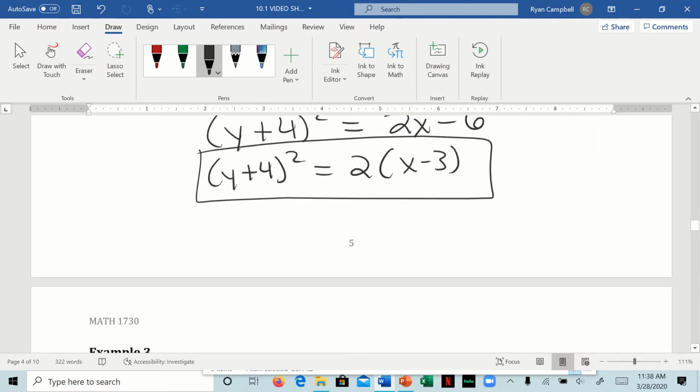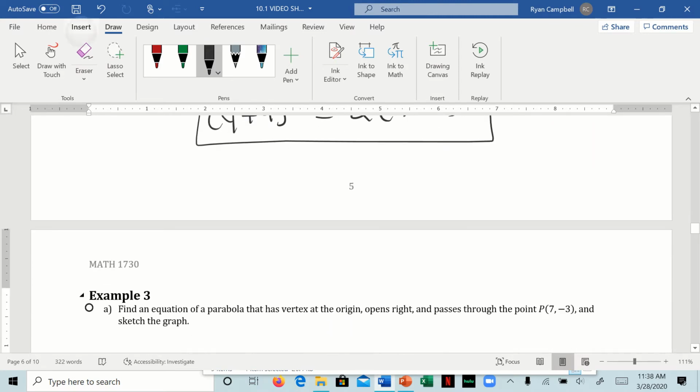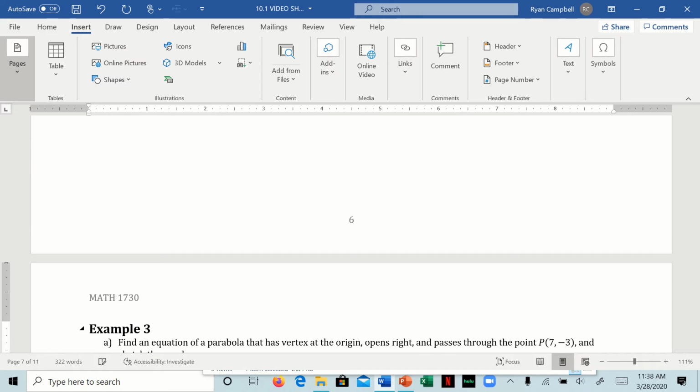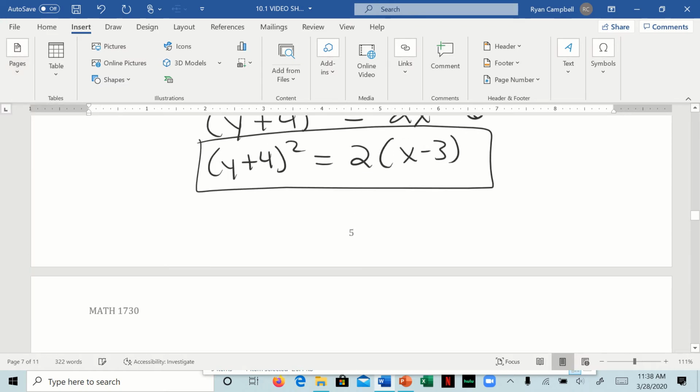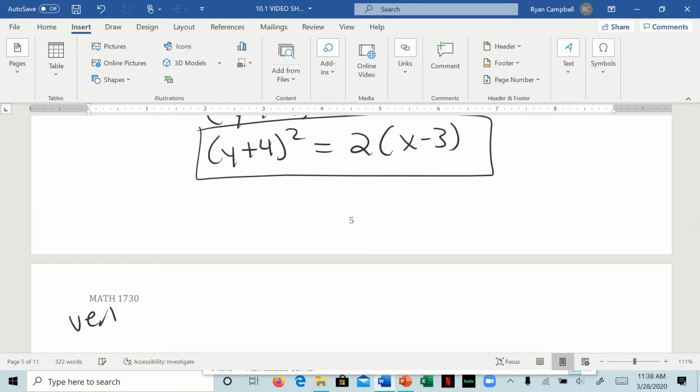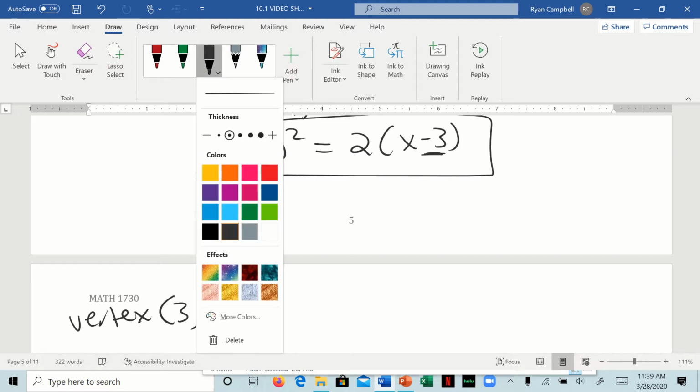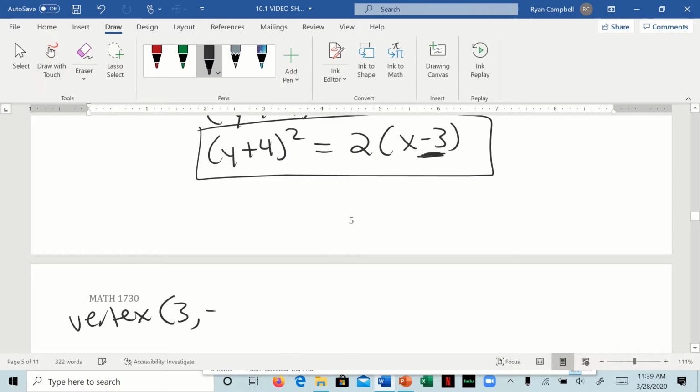Good. So let's give ourselves a little bit more space. So this is our equation. We see that the vertex is going to be, well, we're subtracting 3, right? And we're subtracting negative 4. So basically, it's what makes this equal 0, right? So we can plug in 3, we can plug in negative 4. So our vertex is 3, negative 4.